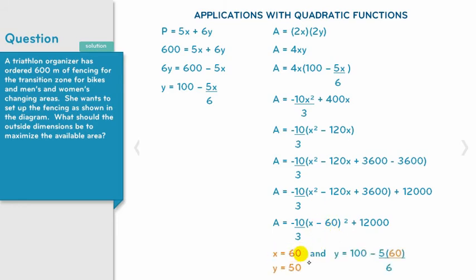Because we know the dimension for x is 60, we can substitute that into our function for y to determine what y is. When we do so, we have 100 minus 5/6 times 60, which is 300. 300 divided by 6 is 50, so 100 minus 50 tells us our dimension of y is equal to 50.